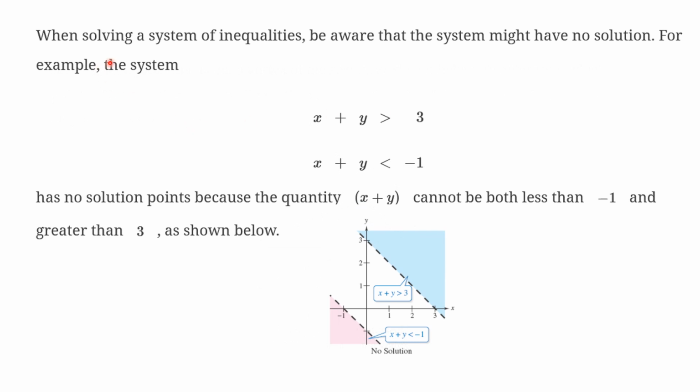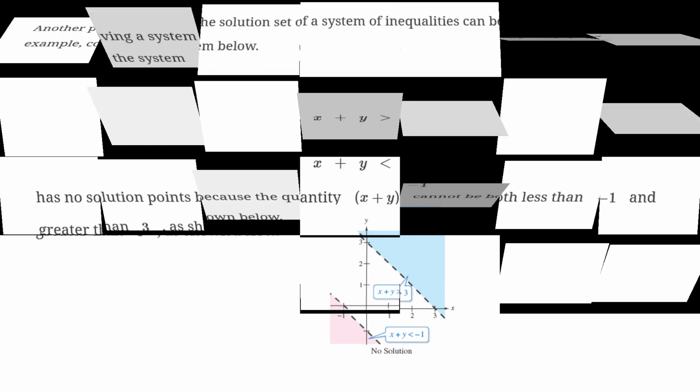Now, when solving a system of inequalities, beware that the system might have no solutions as well. For example, this system has no solution because you can see the blue and pink do not intersect at all. And that means that the quantity x plus y cannot be both less than minus 1 and greater than 3.